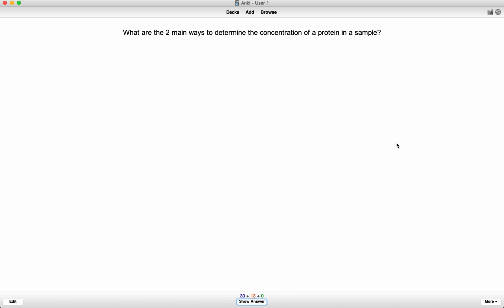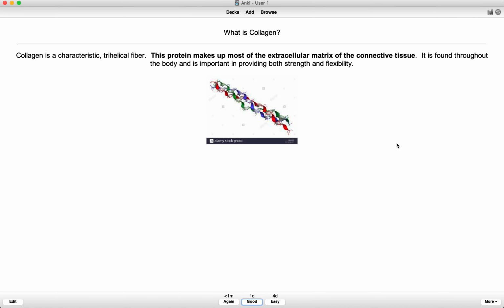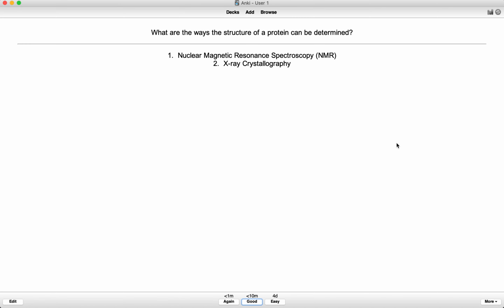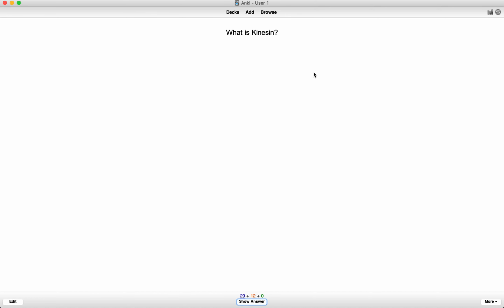There are two main ways to determine the concentration: UV spectroscopy and the Bradford protein assay. Collagen and elastin make up the extracellular matrix of the connective tissue. Polyacrylamide gel is a medium for protein electrophoresis, and it's porous, meaning it allows small molecules to move faster and larger molecules to be left behind. The structure can be determined by X-ray crystallography and NMR. Didn't know that.